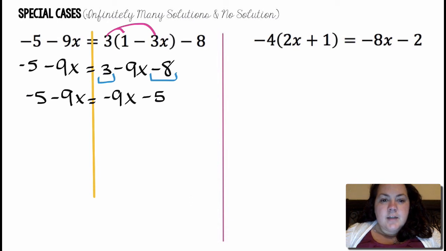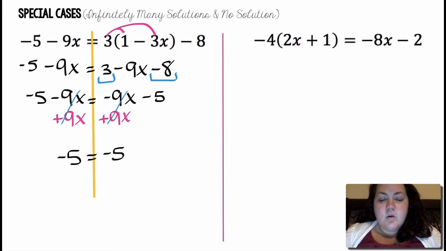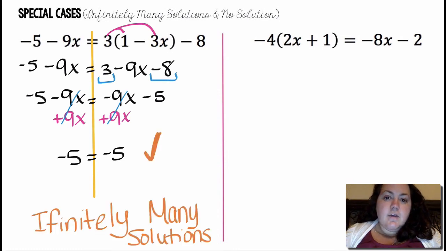I'm going to get the x terms on one side. So I'm going to add 9x to both sides. And those both cancel. So now I'm left with negative 5 equals negative 5. Well, that's a true statement. Negative 5 does equal negative 5. So that means I can have infinitely many solutions. It doesn't matter what value I plug in for x. Any of them would work.